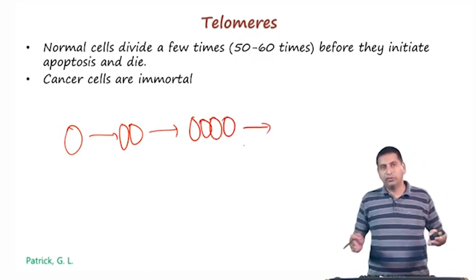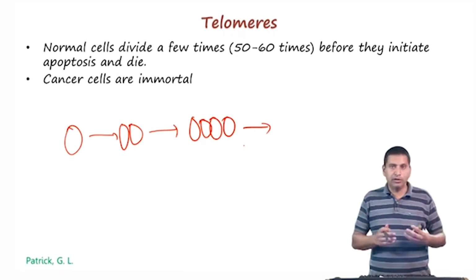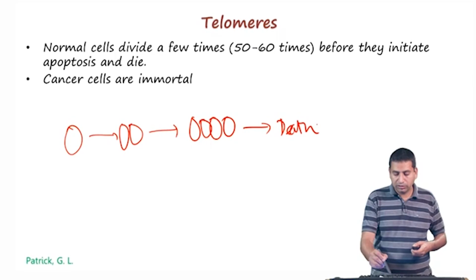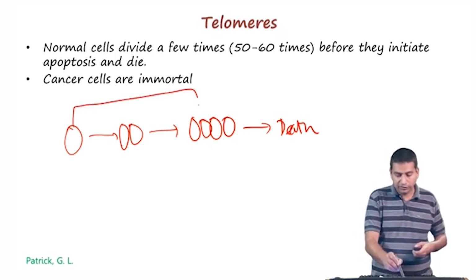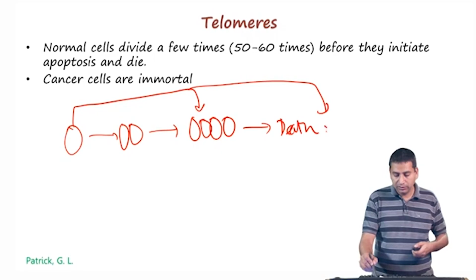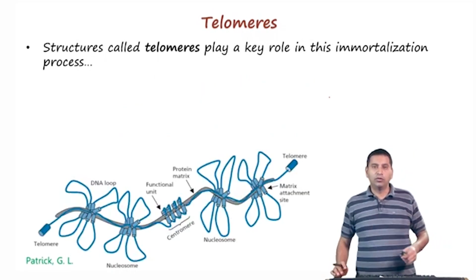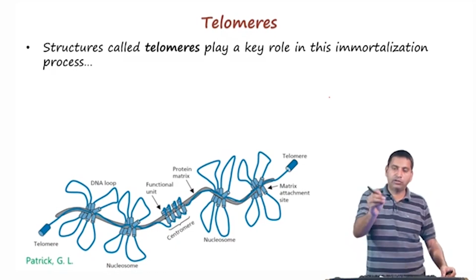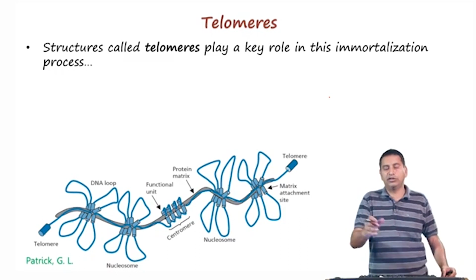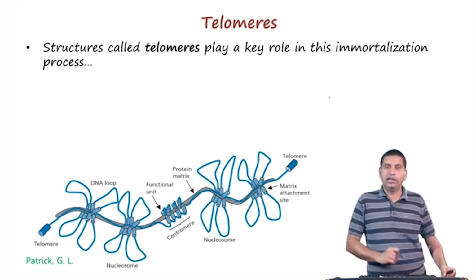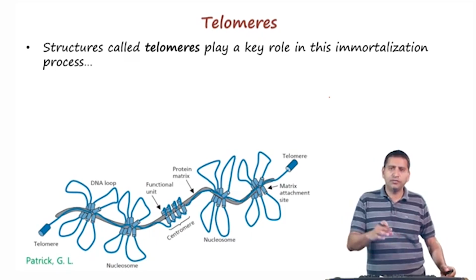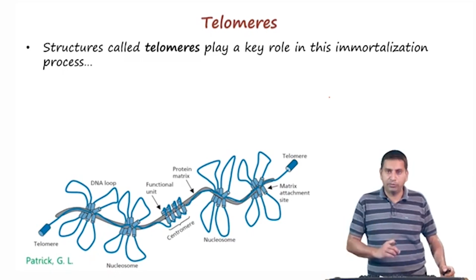What happens is that this division process can occur a few times, maybe around 50 times or so, before they initiate apoptosis and die. But as I discussed, cancer cells evade this and they do not die, right. So, therefore, this division process, or the process by which a certain number of divisions occur and after which they are going to stop, is mediated by structures known as telomeres. These are very crucial for the immortalization process.